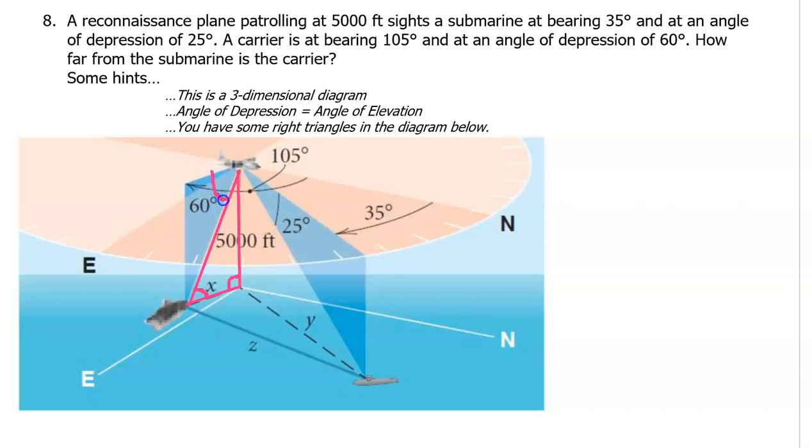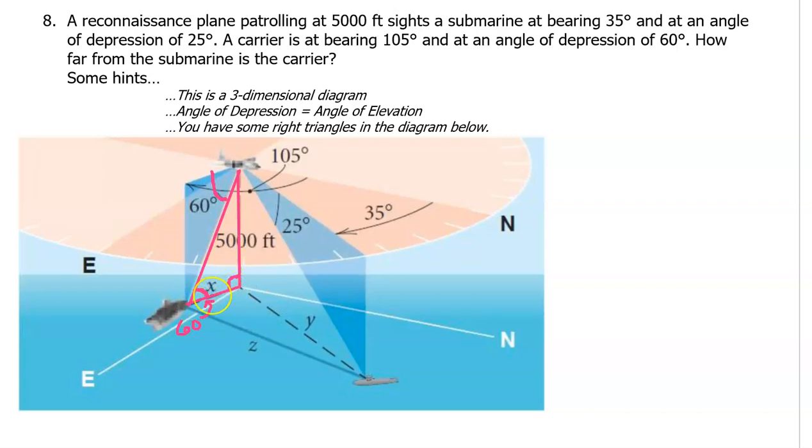But the angle of depression from the perspective of the plane and the angle of elevation from the perspective of the carrier, those are always the same. They are alternate interior angles. So whenever you have an angle of depression, the angle of elevation will be exactly the same because of alternate interior angles. So this angle that I just marked is 60 degrees. So I'm just going to put a little 60 right here, nearby with maybe an arrow. Look, that's 60 degrees. So let's go ahead and solve this triangle.